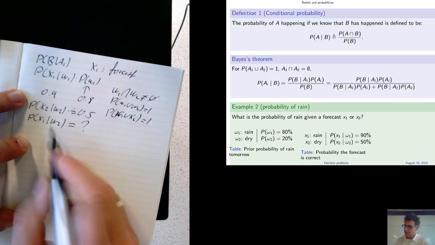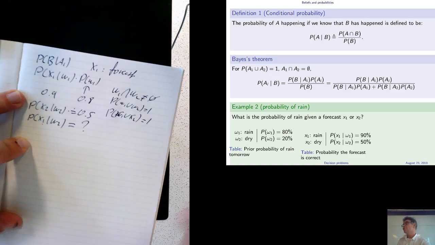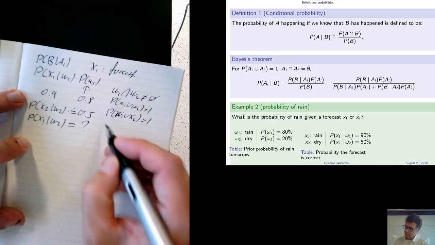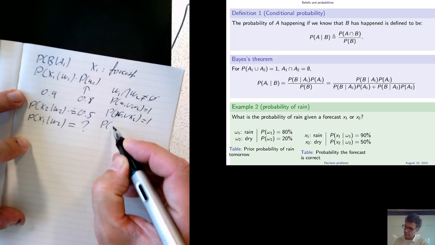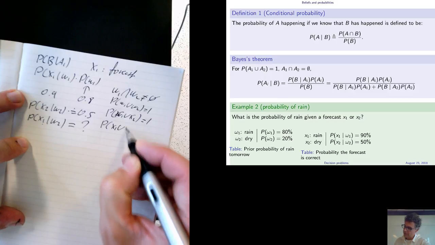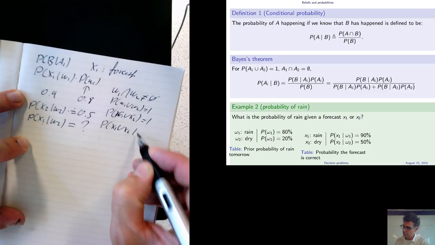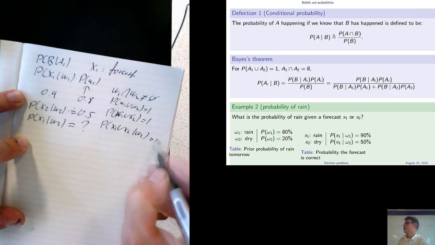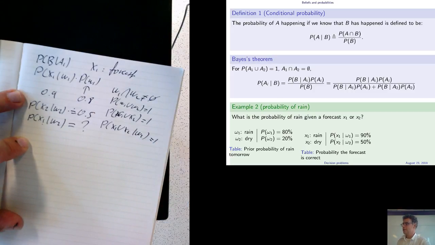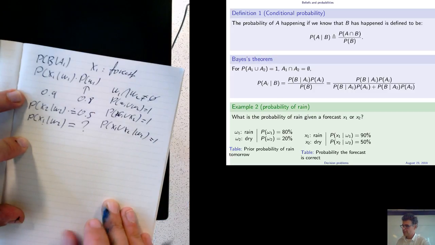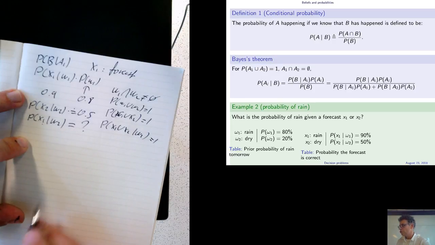This holds also for any conditional that we do. So the probability of X1 or X2 given anything else, like omega 2, also has to be 1. Unless it's completely 0, in which case we don't care about it, but the sum has to be 1. They are mutually exclusive events, so it has to be 1.